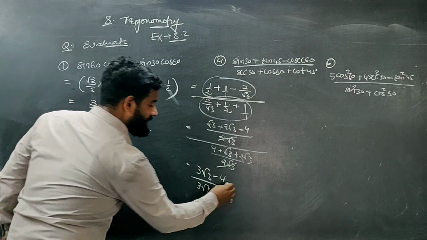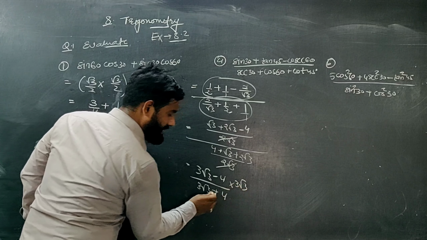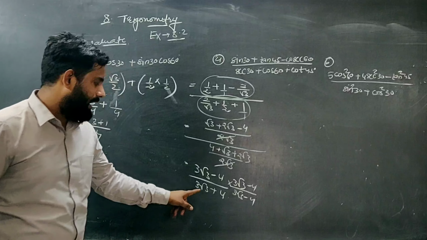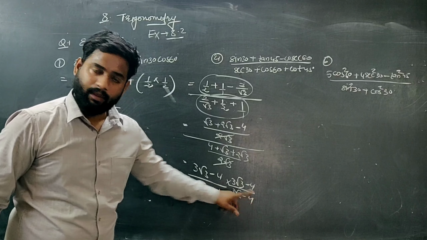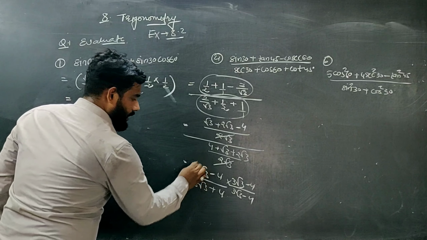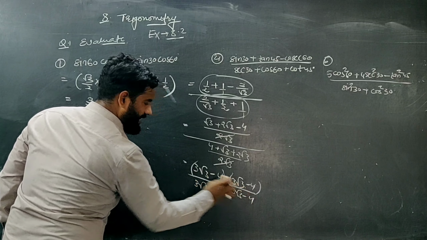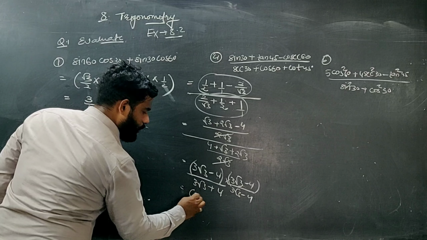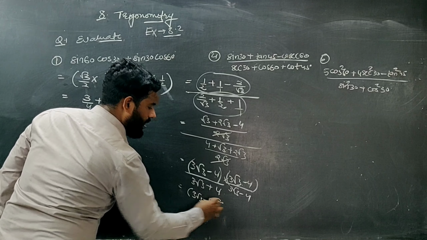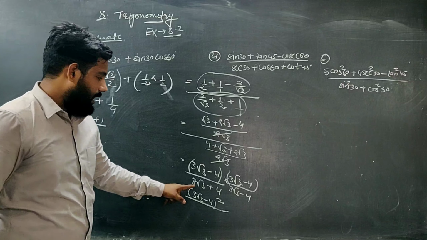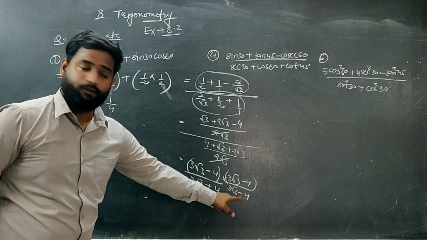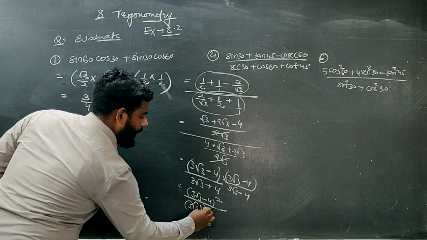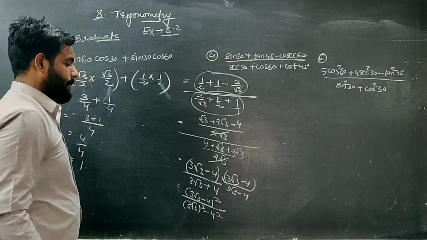How are we doing the rationalization? In the denominator there is 3 root 3 minus 4, so we multiply by 3 root 3 plus 4, to make it (a plus b)(a minus b). So in the numerator it will become 3 root 3 plus 4 to the whole square, and in the denominator 3 root 3 plus 4 times 3 root 3 minus 4, that is a plus b, a minus b. It will become a square minus b square.